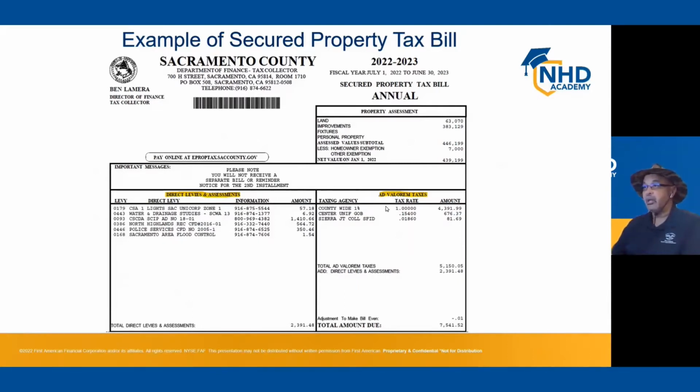On the right side, we have ad valorem taxes, which again are based on the value of the property. There's your 1% Prop 13 tax rate, and we also have school district and community college bonds.